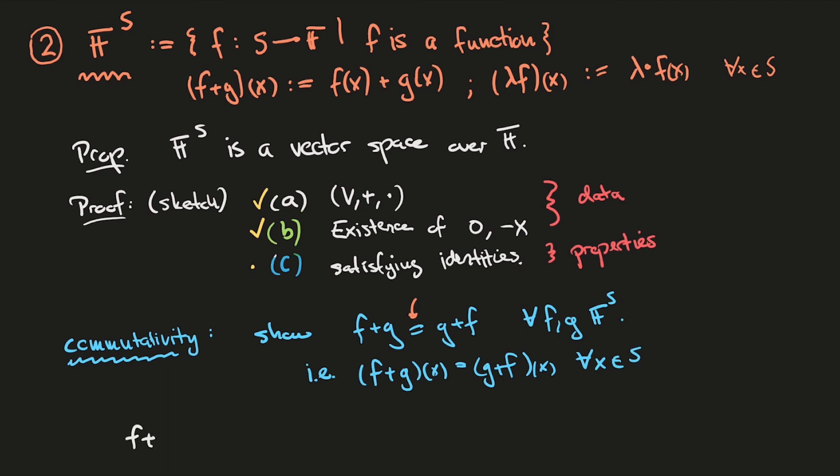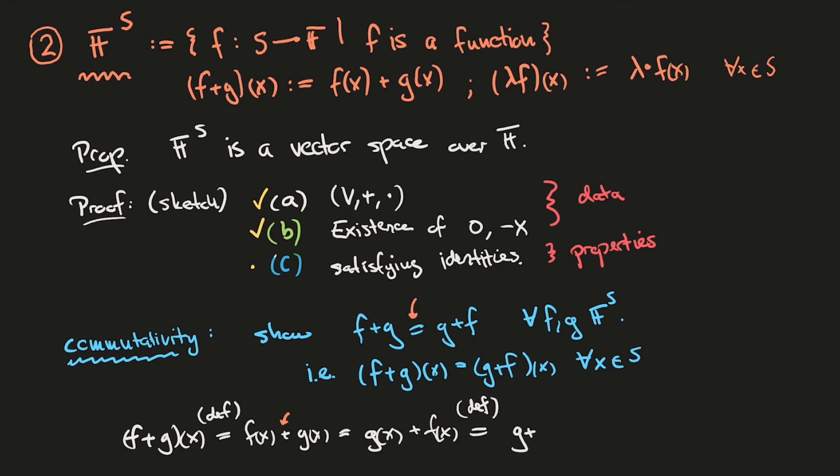But by definition, for any element x, (f plus g) of x is equal to f of x plus g of x. But now this addition here is happening in the field F, where addition is commutative, so this is equal to g of x plus f of x. Now applying the definition of the sum of two functions in F^S in reverse, we get that this is equal to (g plus f) of x. Since x was arbitrary, this holds for all x in S, which proves the required equality.